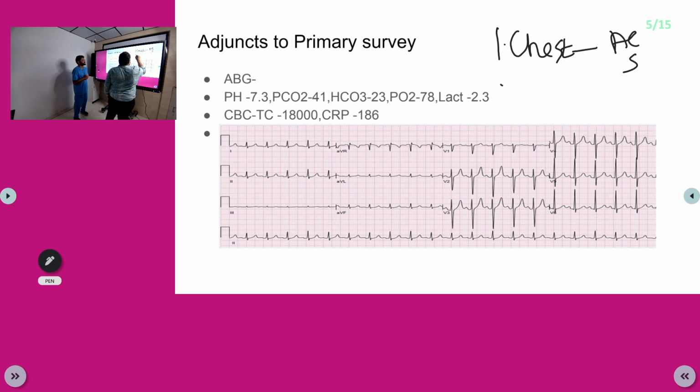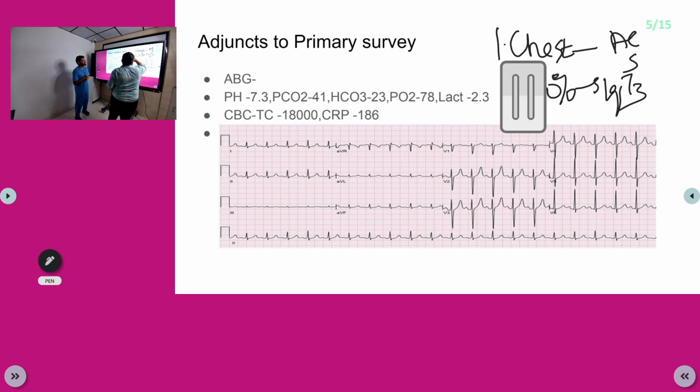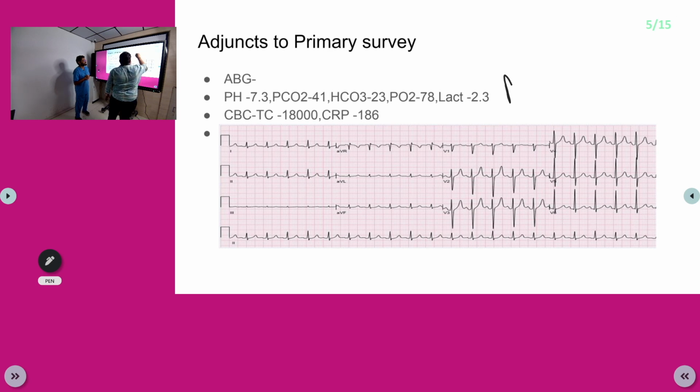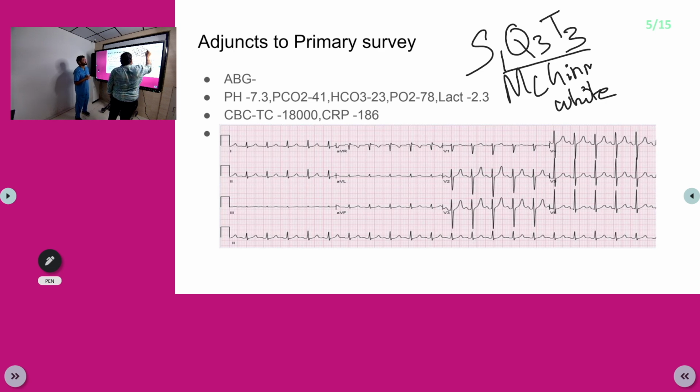Reason two, why you wanted an ECG? We can also look for the S1 Q3 T3 change. How many percent of patients with pulmonary embolism will have it? Only 30% of patients will have S1 Q3 T3, and you can call it by the name of the sign. What is the name of the sign? McGinn-White sign. That is the name of the sign. When you are able to see an S wave in lead 1, then a Q wave in lead 3, and T wave inversion in lead 3, that is S1 Q3 T3.